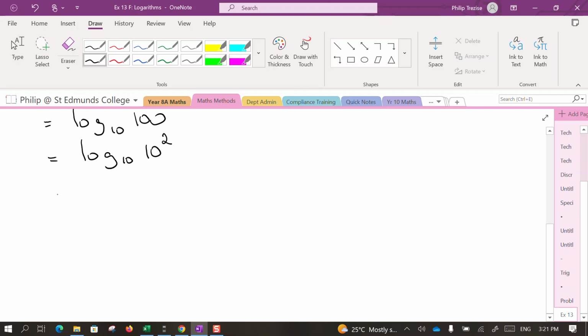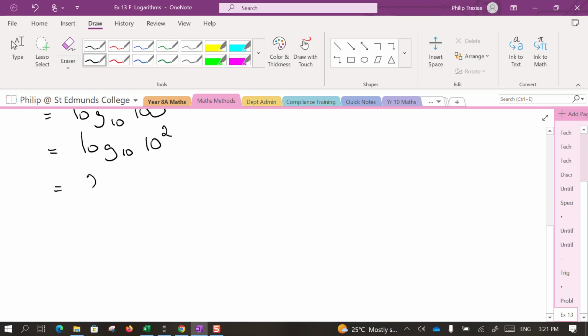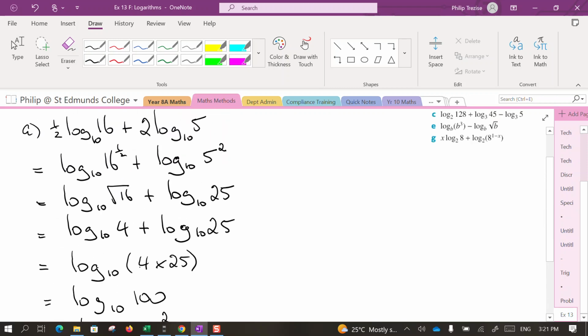We can see that using the power rule in reverse, that would be 2 multiplied by the log of 10 to base 10. Now, as we know, the log of any number using itself as a base is 1. That's really just 2 times 1. And so our answer to that one is 2.